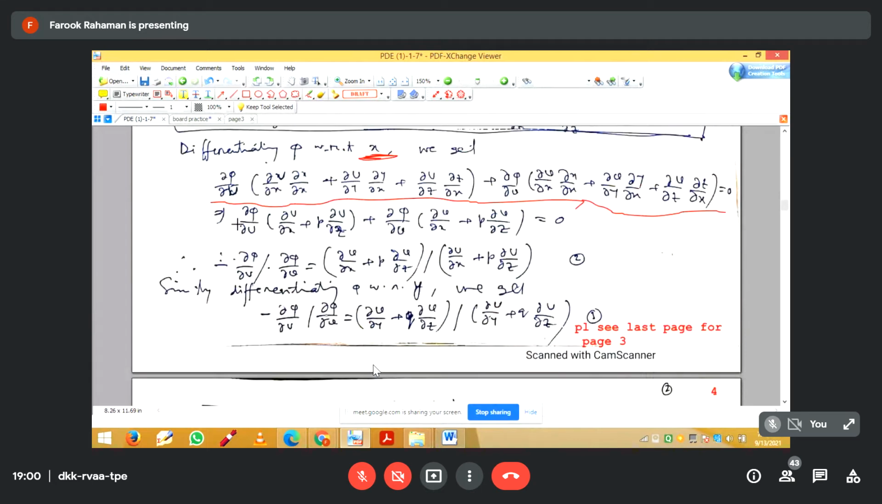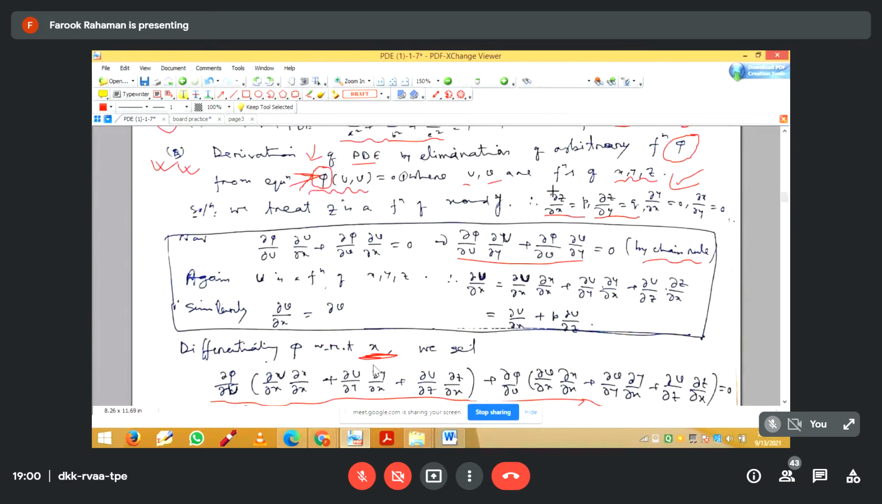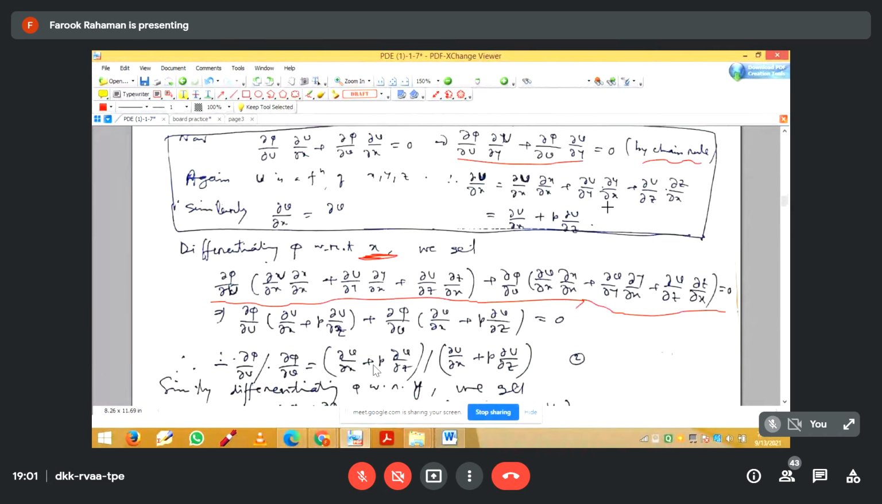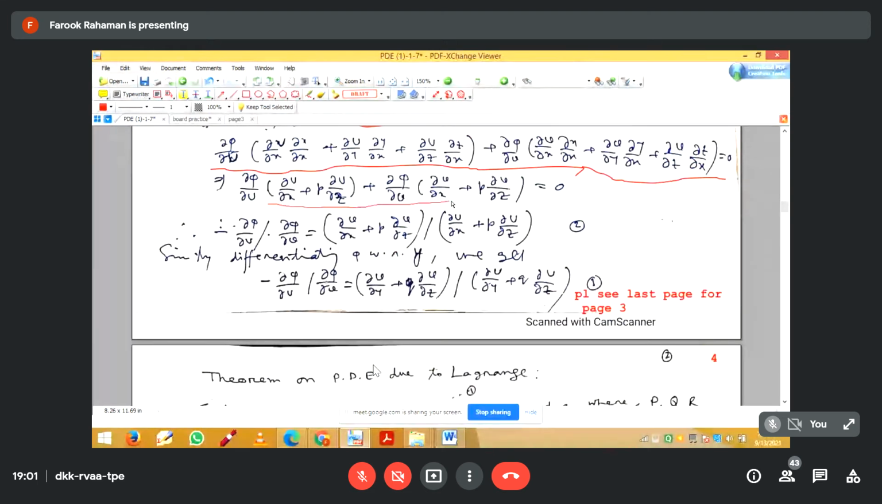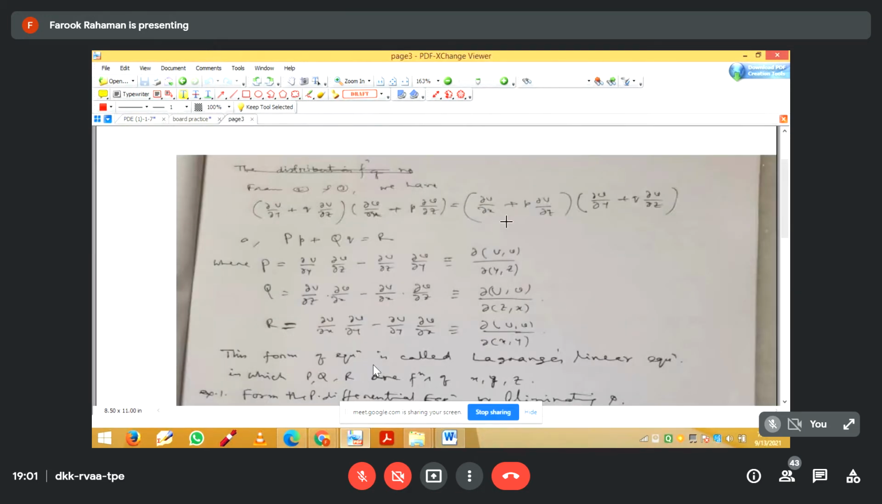So by using the chain rule, one can easily find this one. And we have used del z by del x equal to p, del z by del y equal to q, and this equal to 0. So one can easily find this one, and that is in terms of p. So just taking one side, del phi by del u over del phi by del v, one will get this one. It's very easy. Similarly, if we differentiate phi with respect to y, one can easily find in a similar way this one. Okay, now please see page 3. This part is this one.